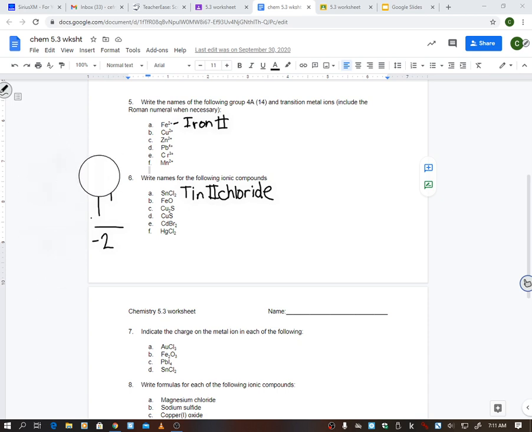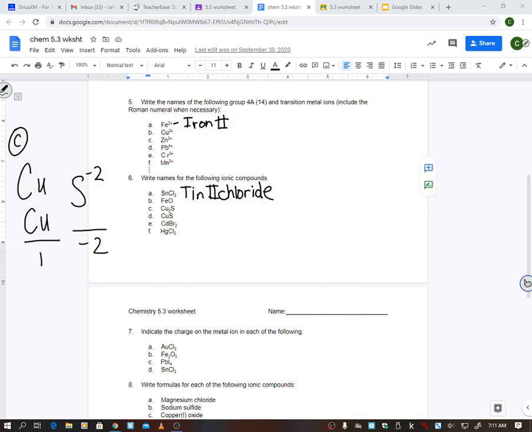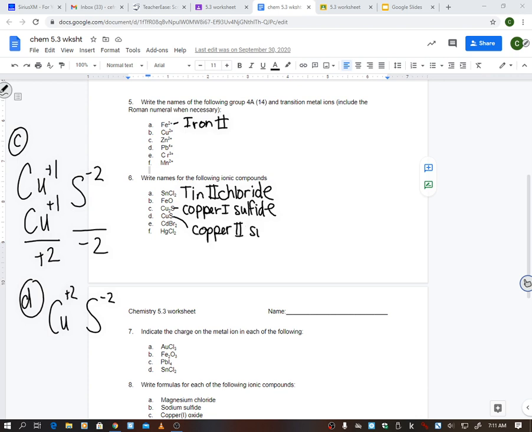Another good one to see that with is C and D. On C, you have 2 coppers and 1 sulfur. I don't know copper, but I do know sulfur is a -2. So how do I get a +2? It's going to be a +1 and a +1. So this one is actually copper(I) sulfide. But then look at D. I have 1 copper and 1 sulfur. If that's a -2, then this has to be a +2. So this one would be copper(II) sulfide. All right, now you don't always have to write them out like I did here. Some kids start to be able to figure this out without writing them out. That's fine. I do that to show you exactly how I'm getting these charges and these Roman numerals.